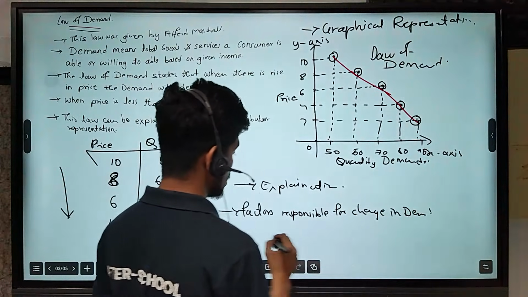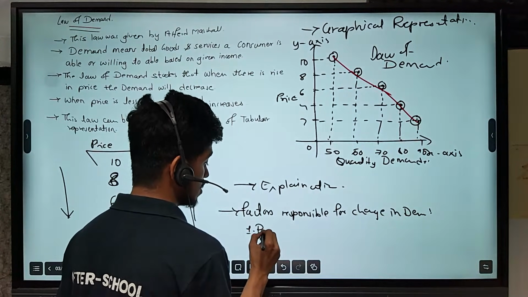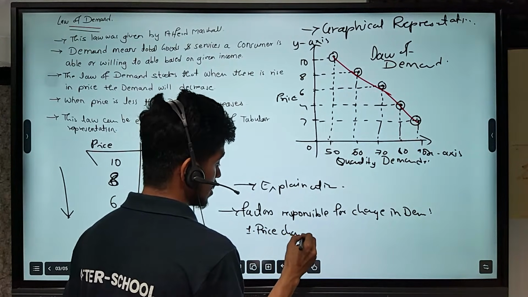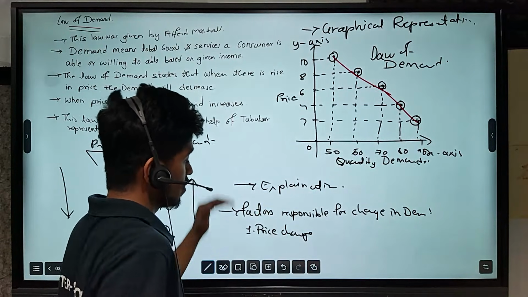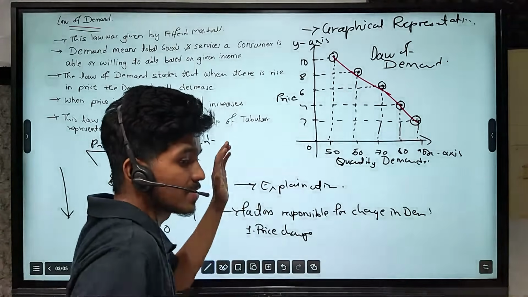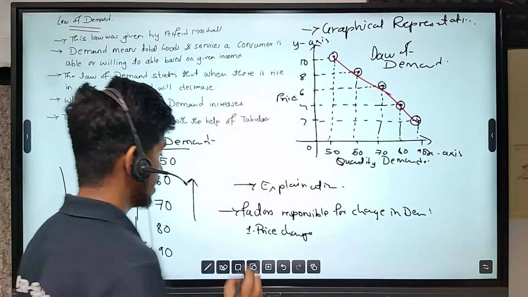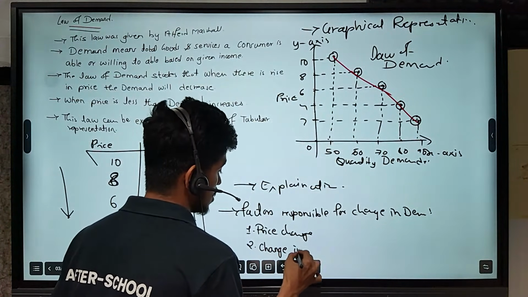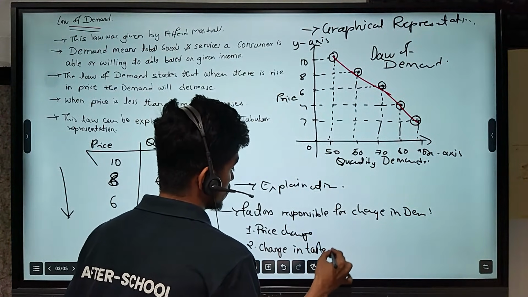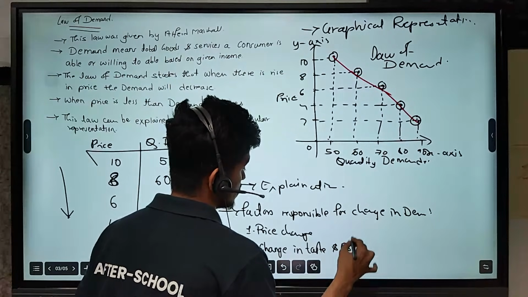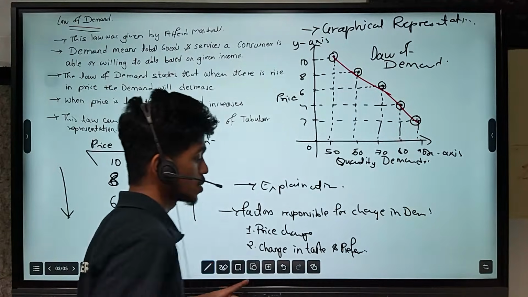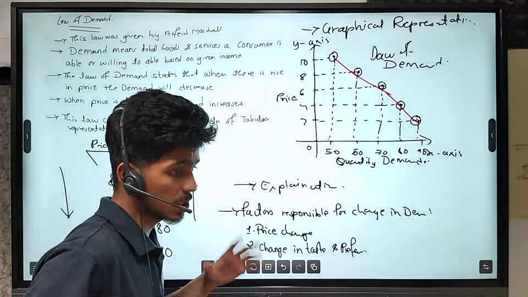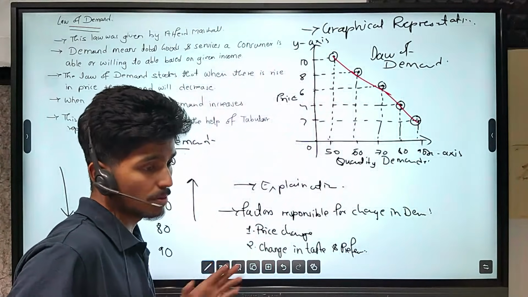You can write: first one will be the price changes. When price is low, demand is more; when price is high, demand is less. Second, you can write change in taste and preferences. From here we understood that as people's taste changes, the demand changes.